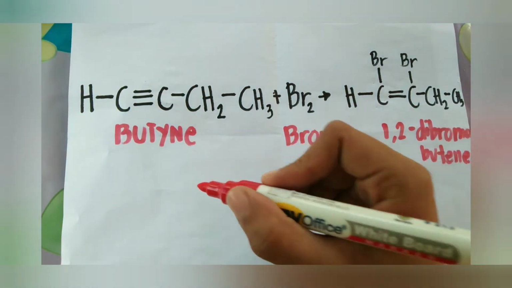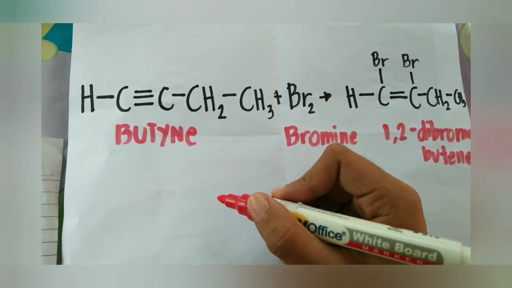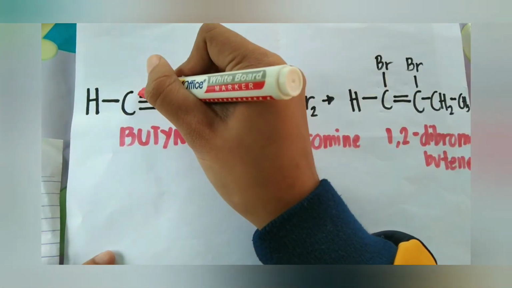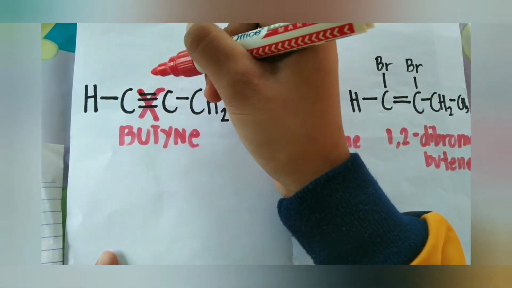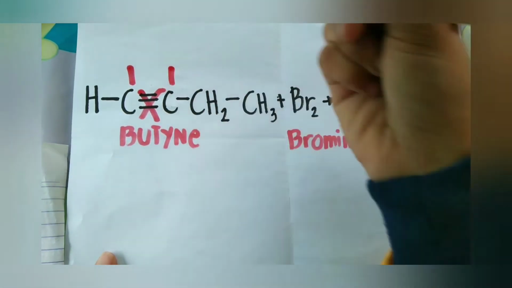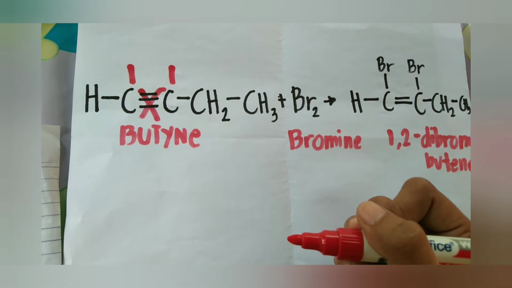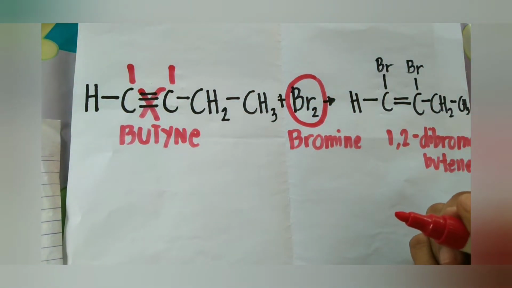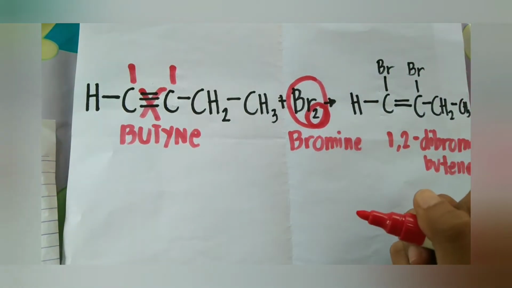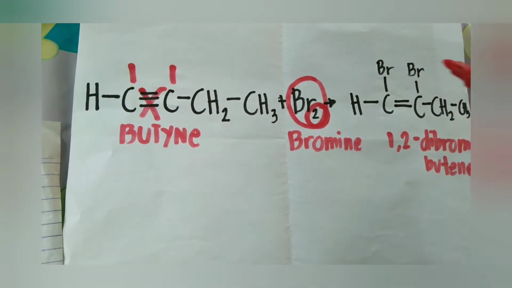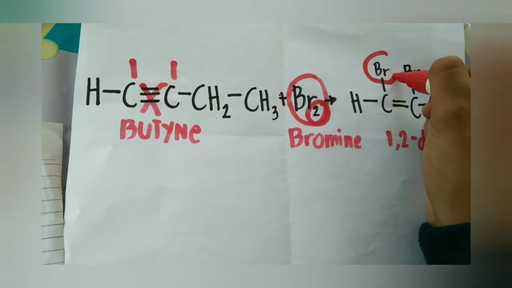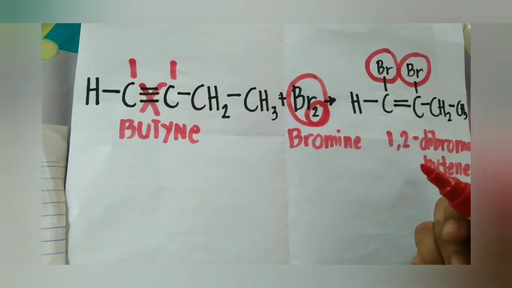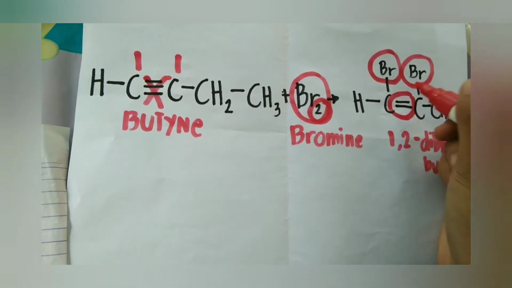Another example of addition reaction: similarly, breaking a triple bond provides you with one extra bonding site on either carbon side, which in this case is taken up by the bromine. So if we have two bromine, one goes on either side of the carbon, and instead you're left with a double bond.